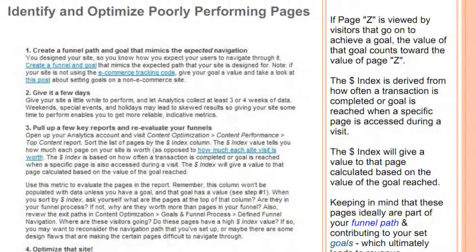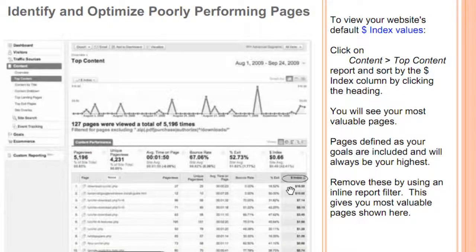The dollar index will give a value to that page calculated based on the value of the goal reached, keeping in mind that these pages ideally are part of your funnel path and contributing to your goals set, which ultimately leads to revenue. To view your website's default dollar index values, click on Content, Top Content Report, and sort by the dollar index column by clicking the heading. You will see your most valuable pages.